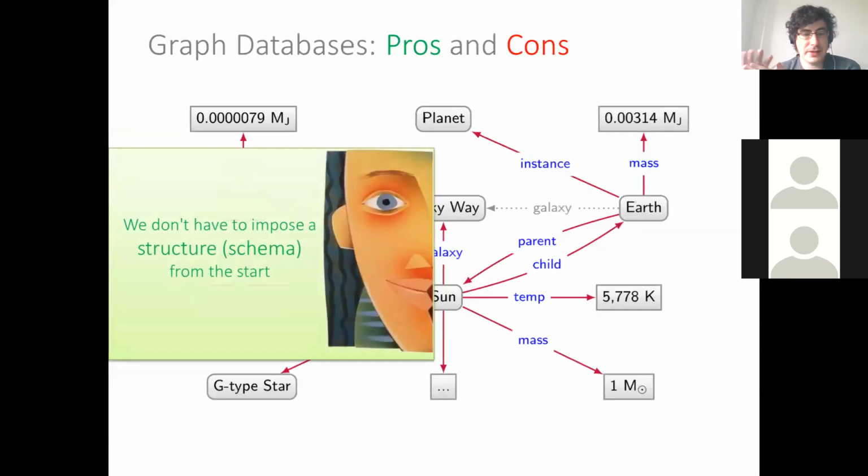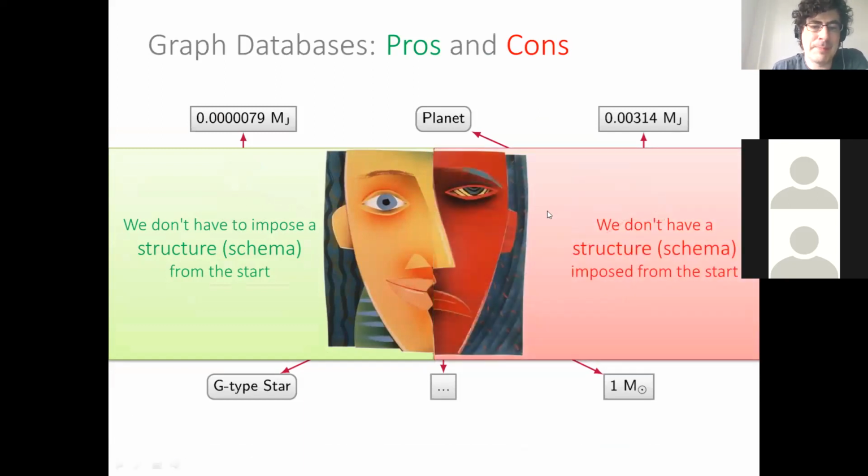In terms of graphs, the benefit is that we don't have to impose a structure or a schema from the start, which is great if we don't really know what we want to model yet. And the disadvantage is that we don't have a structure imposed from the start. So the data can be a bit more diverse. People can introduce different edge labels to mean the same thing. The graph itself can be difficult to describe and so forth. So it's a little bit less structured, but that flexibility can be useful in many applications.